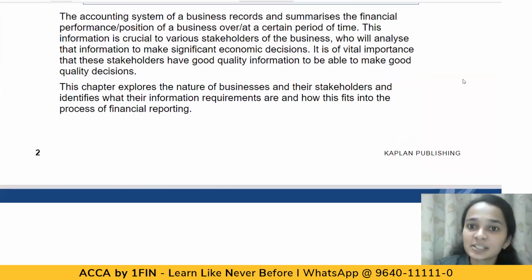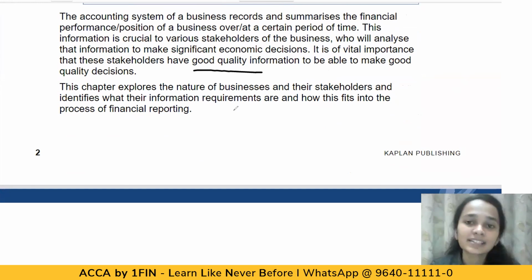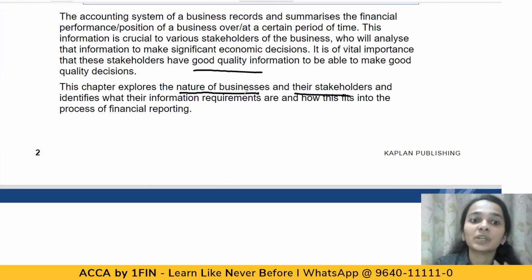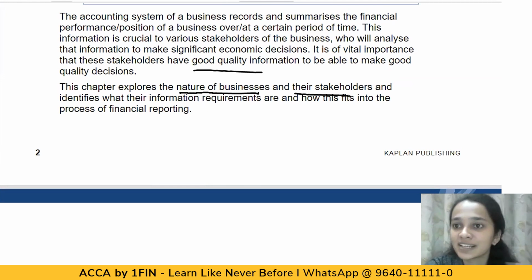So the accounting system of a business records and summarizes the financial position, and it is of vital importance to the stakeholders. It has to be good quality information which enables the stakeholders to make good quality decisions. So in this chapter, we are going to explore the different nature of businesses and stakeholders, and we'll also identify the information which is required by the stakeholders and how it is used by different stakeholders in a business.